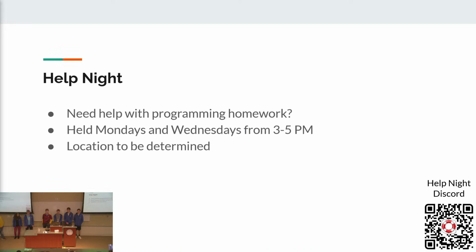Then I also wanted to mention, as part of the computer club, the help night, which you may or may not be familiar with. It's a good place to get help with homework and programming stuff, if need be. It's going to be back in person this year, Monday, Wednesday, 3 to 5. Location is TBD. I'm sure Tom will have something on that soon. And it'll start, I think, the 13th, right? Monday. Okay, cool.